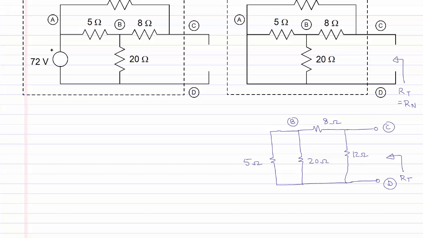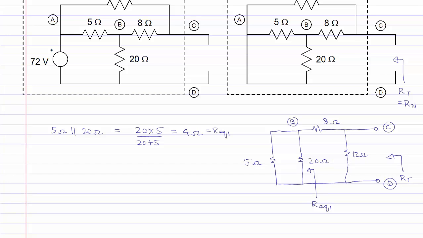resistor. We can write down 5 ohms in parallel with 20 ohms, which will give us an equivalent resistance, which will be the product of these two resistances divided by the sum of the two, which is equal to 4 ohms. This is the resistance looking in between the terminals B and D at this position. We will call it REQ1.